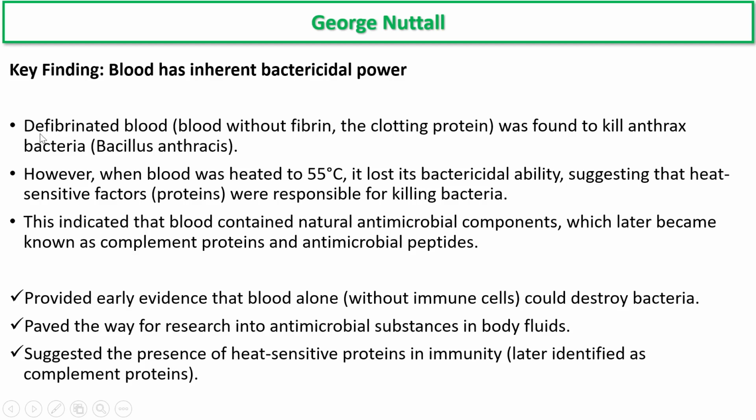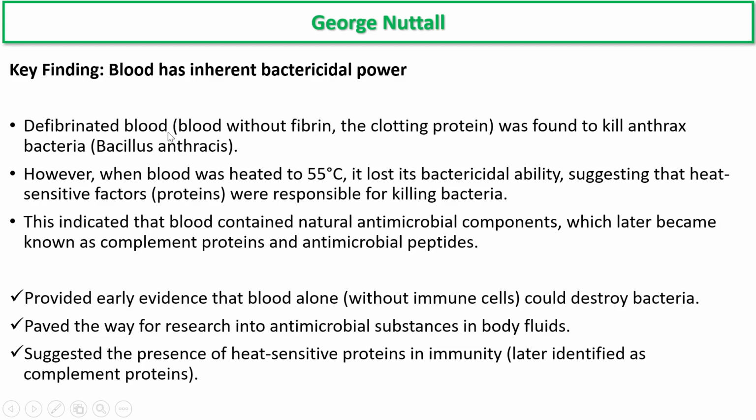He took defibrinated blood, that is blood without fibrin, the clotting protein, and it was found to kill anthrax bacteria, which is Bacillus anthracis. However, when blood was heated to 55 degrees Celsius, it lost its bactericidal ability, suggesting that heat-sensitive factors, that is proteins, were responsible for killing bacteria. This indicated that blood contained natural antimicrobial components, which later became known as complement proteins and antimicrobial peptides.